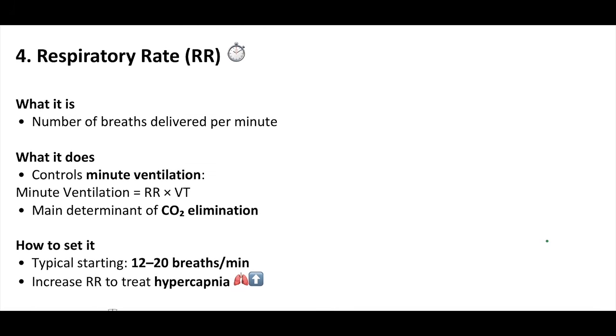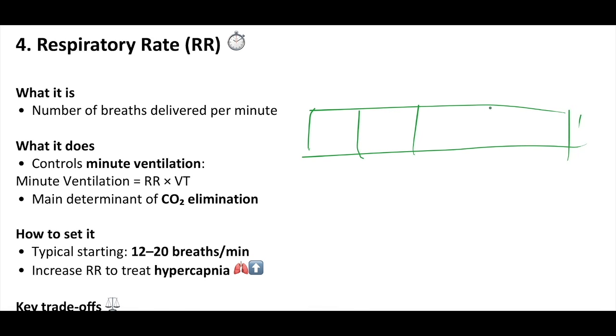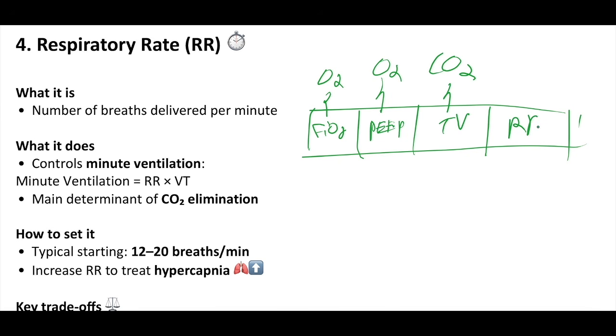Two left. Next is the respiratory rate, right? So again, here's our ventilator. Here are the settings that we set. And we talked about the FiO2, which helps with oxygenation. We talked about the PEEP, which primarily helps with oxygenation. We talked about the tidal volume, which helps with CO2. Now we're on the respiratory rate, which is also going to help with ventilation or CO2.